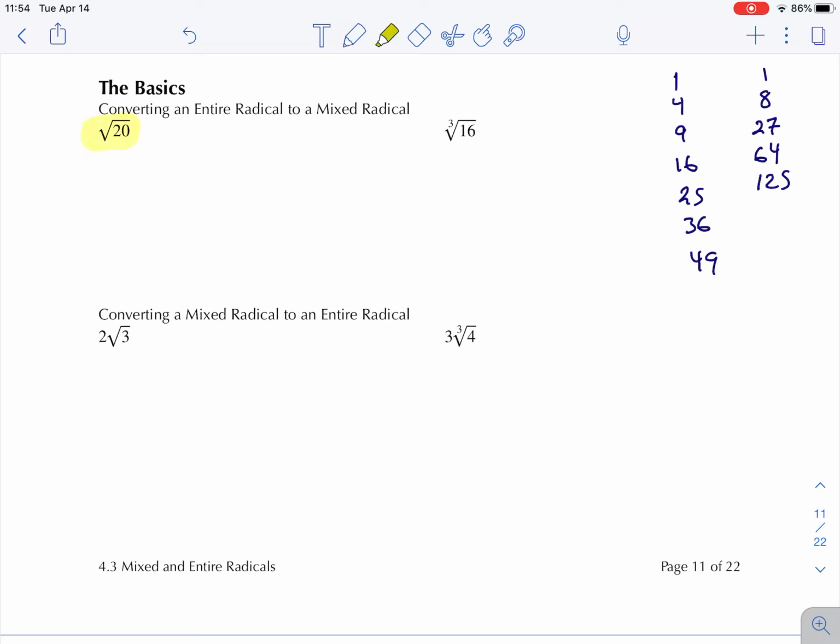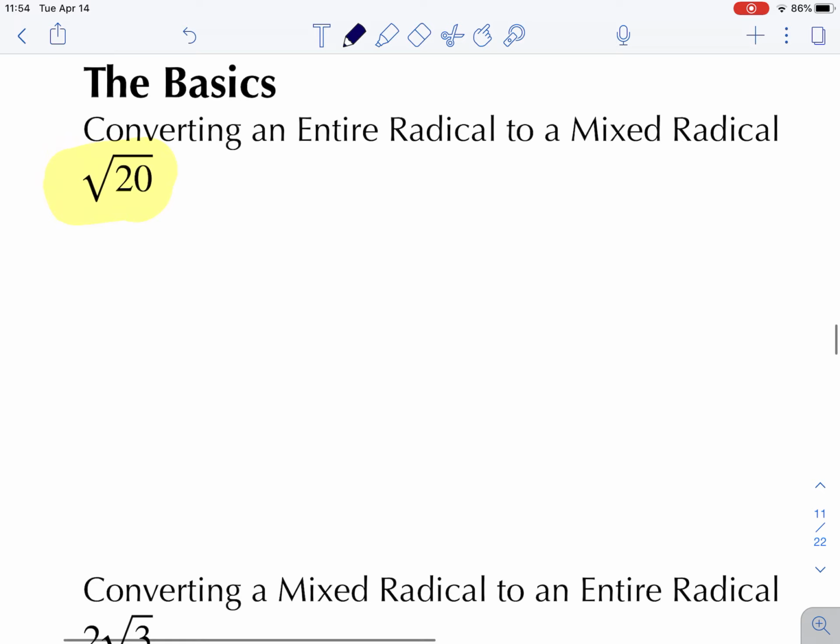Now what we have here is the square root of 20. That is an entire radical. We are going to try to convert it into a mixed radical, following a series of steps, a certain algorithm. What we do is we take a look at 20, and we think to ourselves, what are the factors of 20? Well, 1 and 20, 2 and 10, 4 and 5.